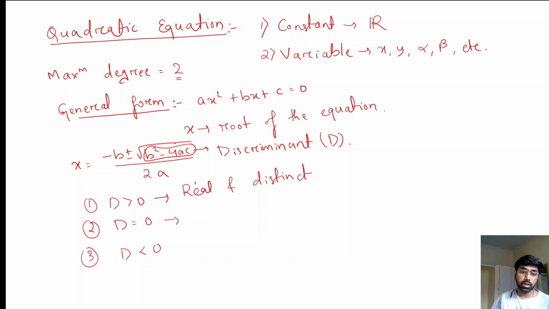But if somehow this D becomes 0, then square root of 0 is again 0, and by adding and subtracting 0, we will not get any different numbers. So here we will get the roots as real but equal. And in the third case, the square root of a negative number never goes in the range of real numbers. For this, we will have another system of numbers which is complex numbers. So here we will get imaginary roots.